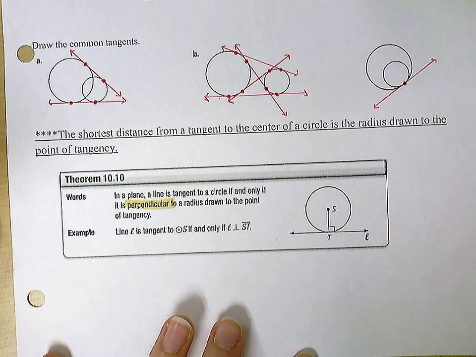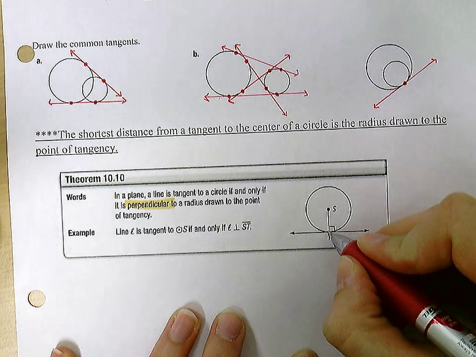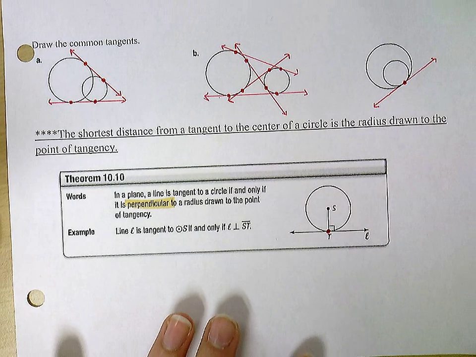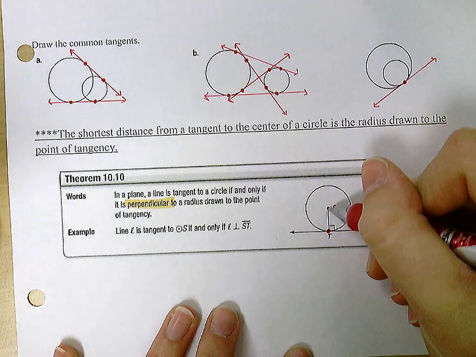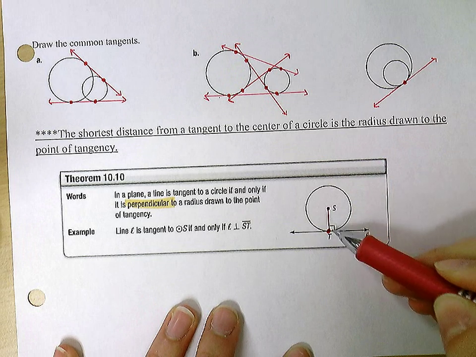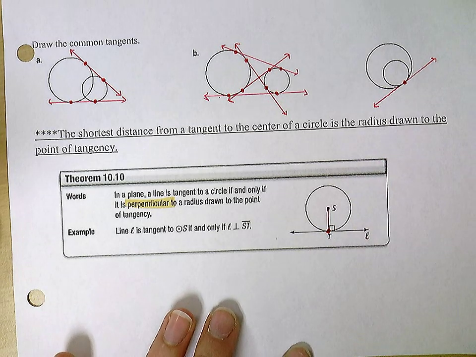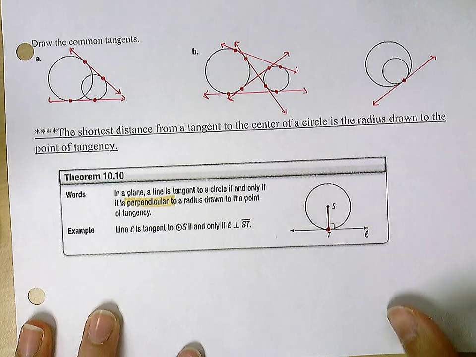So looking at the picture, line L is tangent at point T. That's your point of tangency. The radius drawn in to your tangent line, that shortest distance, would be perpendicular. So if I want you to find the shortest distance from the center to your tangent line, that's going to be the radius that is perpendicular to that tangent line. So we're going to go through examples of this on the back.